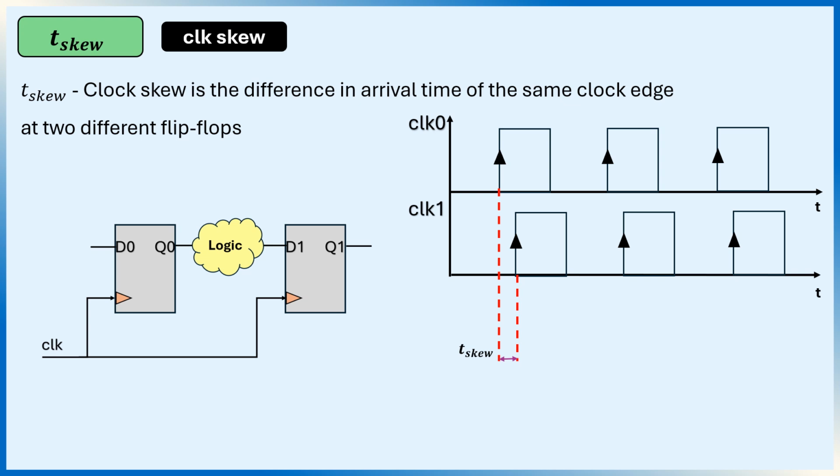Until now, we have assumed that every flip-flop received the clock edge at exactly the same time. In real hardware, that's usually not true. The clock travels through wires and buffers, and different flip-flops may have different routing lengths. As a result, one flip-flop may receive the clock slightly earlier or later than another. This difference is called clock skew. Clock skew is the difference in arrival time of the same clock edge at two different flip-flops. Let's look at the different types of clock skew.